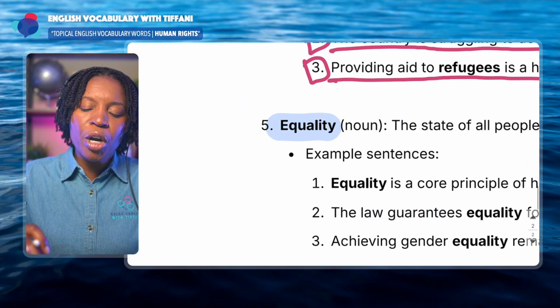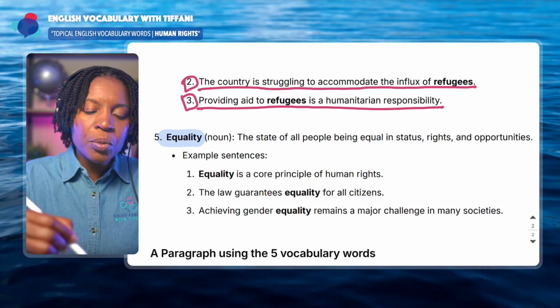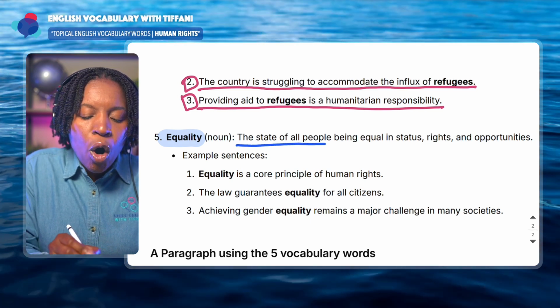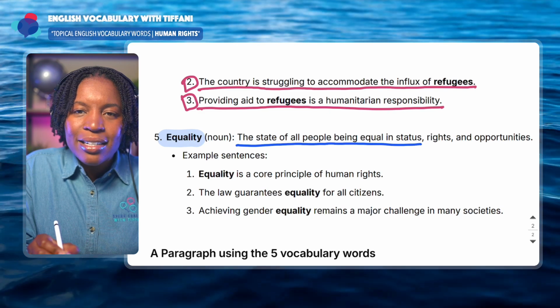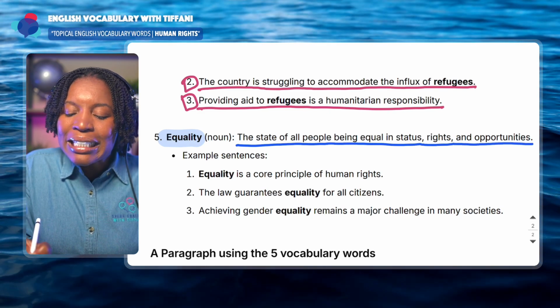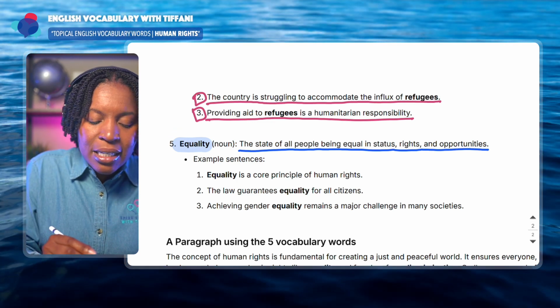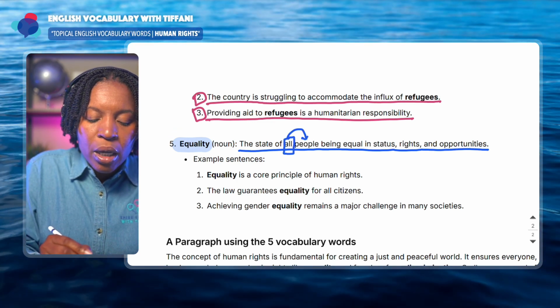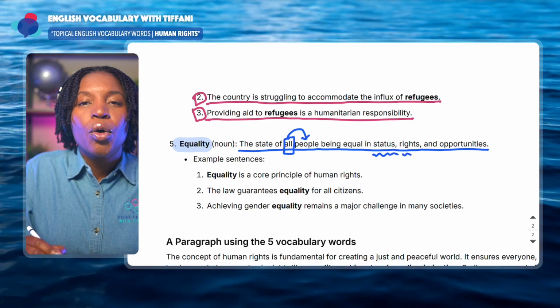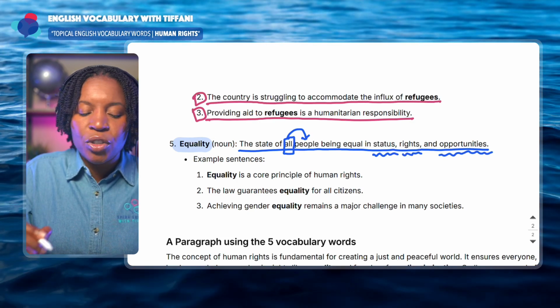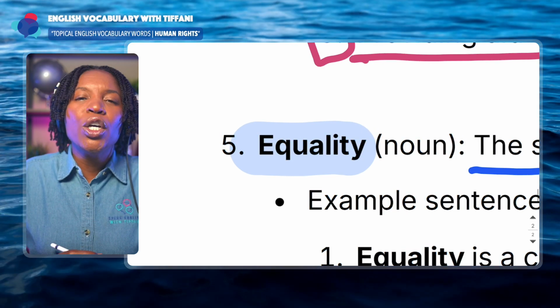Great job. Now, this term equality literally just refers to the state of all people being equal in status, rights, and opportunities. In other words, no one person is better than someone else. We are all equal. Men, women, older people, younger people, we're all equal. This is what equality means. Again, the state of all, not some, but all people being equal in status, rights, and opportunities. In English, we say equality.